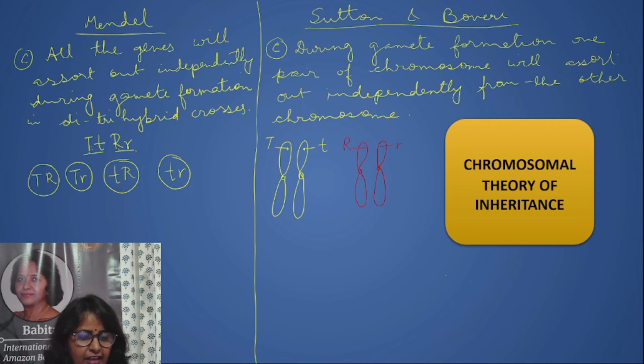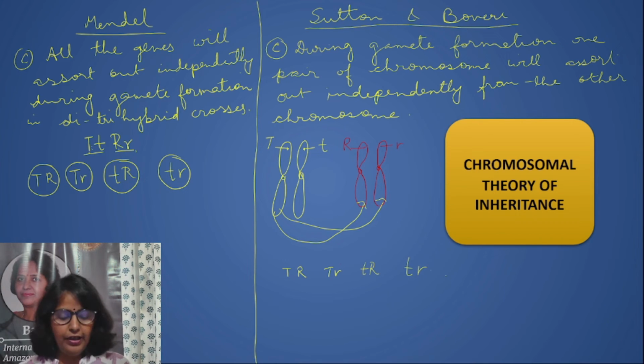So what Sutton and Boveri wanted to say is that this chromosome during gamete formation can go with this chromosome also or with this chromosome also. So when gametes are formed, we can have capital T capital R also, capital T small r also, or small t capital R and small t small r. So this is what Sutton and Boveri said, but they said it in terms of chromosomes because chromosomes were discovered by that time.